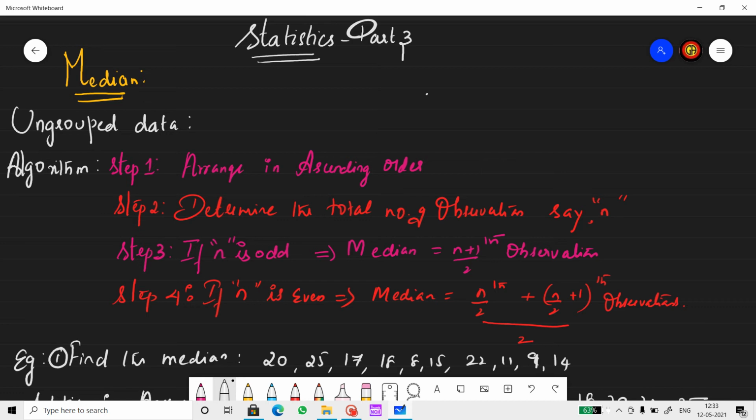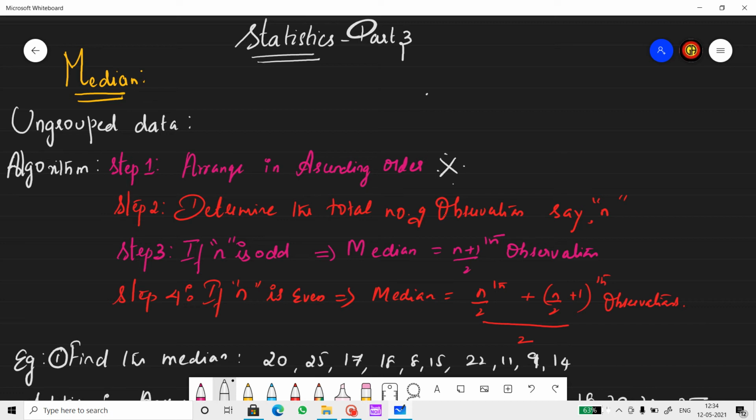Ungrouped data. If it's ungrouped data, the algorithm says step 1, arrange the data in ascending order. Remember, this is important because most kids will forget about this. They will apply the formula without bothering to arrange the given numbers in ascending order. So step 1, and important, make a note of it: arrange the given data in ascending order.